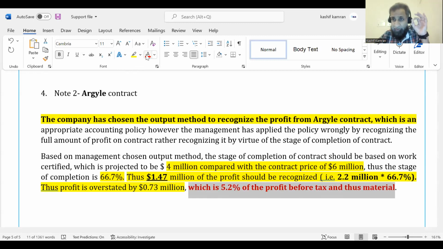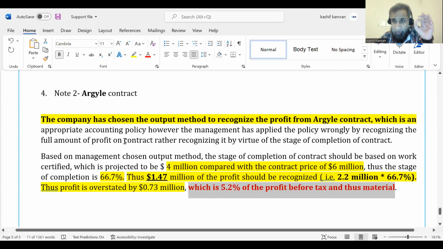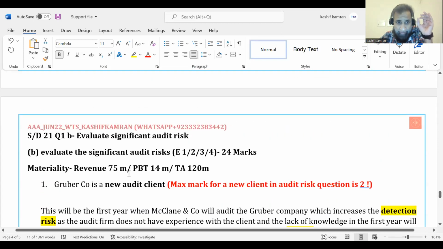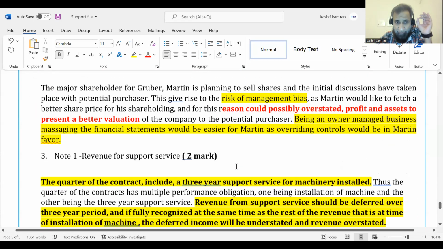That 0.73, which is the overstatement of the profit, is 5.2% of the profit. We divided the 0.73 by the profit before tax. The profit before tax is how much? The profit before tax is $14 million. We divided that and we found the answer.